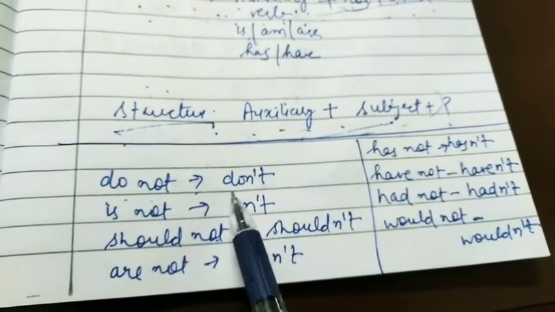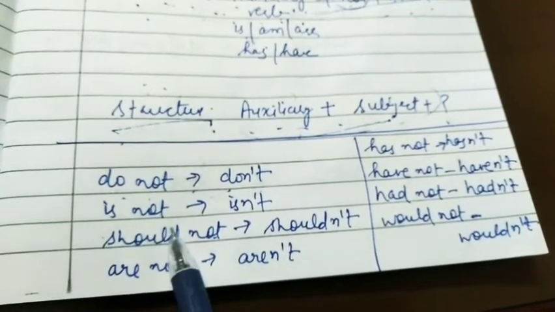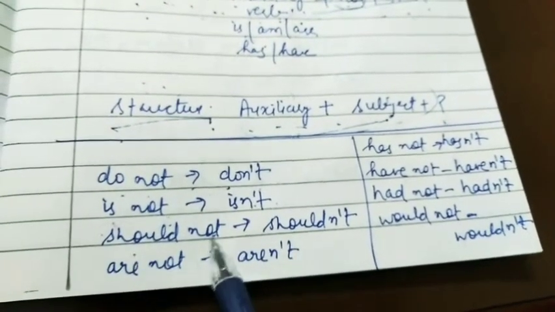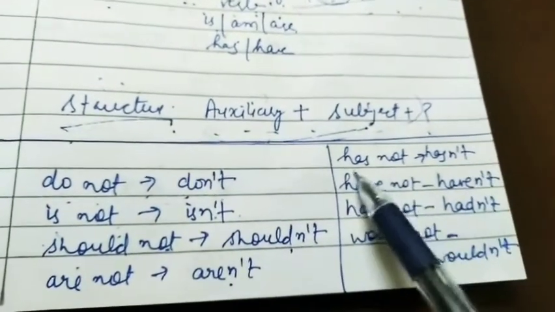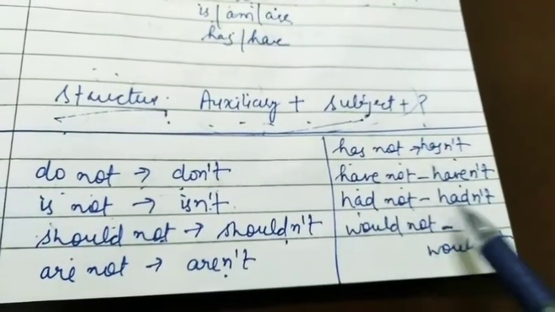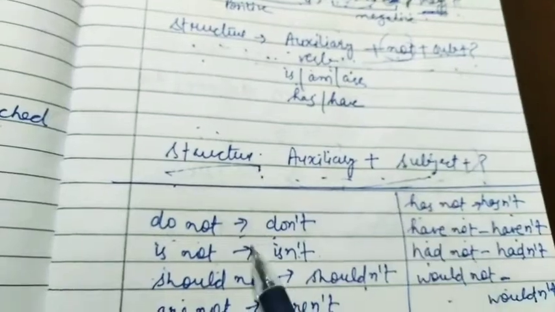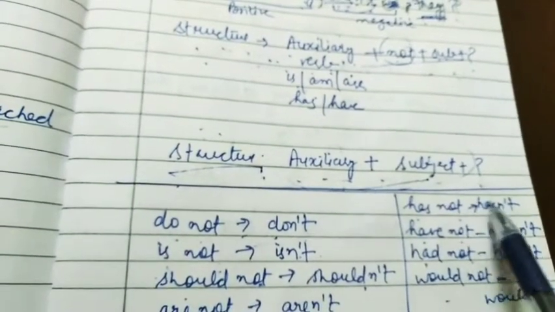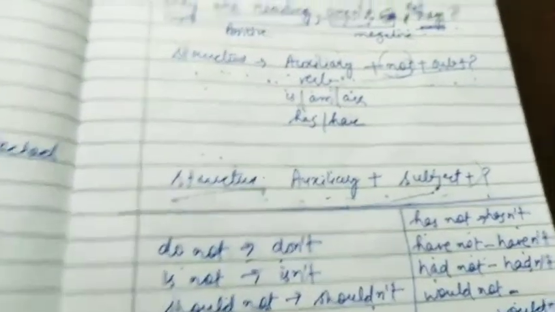Now here we have a few contractions. As we have discussed before also: do not, don't; is not, isn't; should not, shouldn't; are not, aren't; has not, hasn't; have not, haven't; had not, hadn't; would not, wouldn't, right? So this is all used in the formation of the question tags, all right?